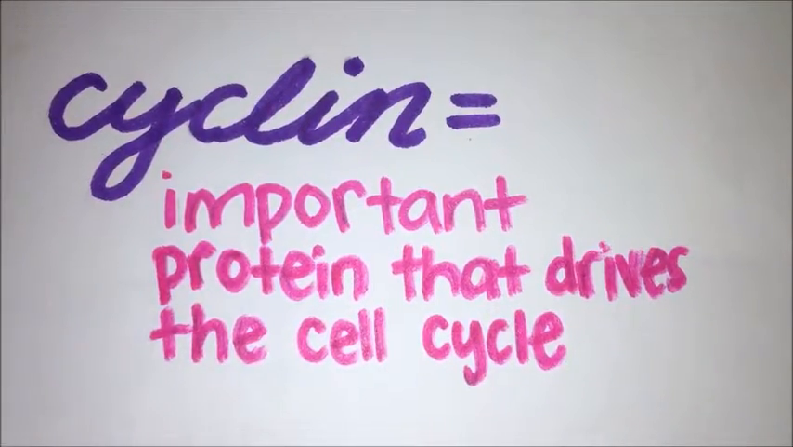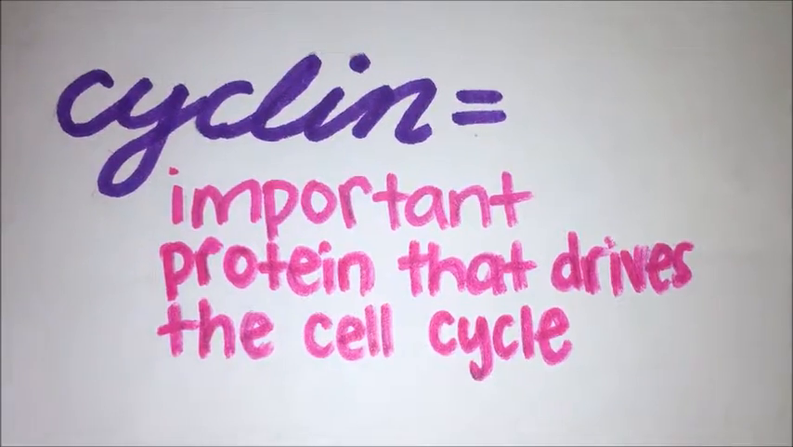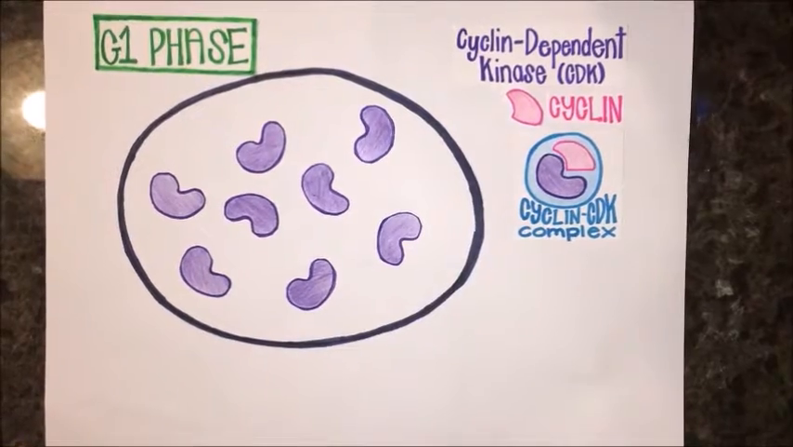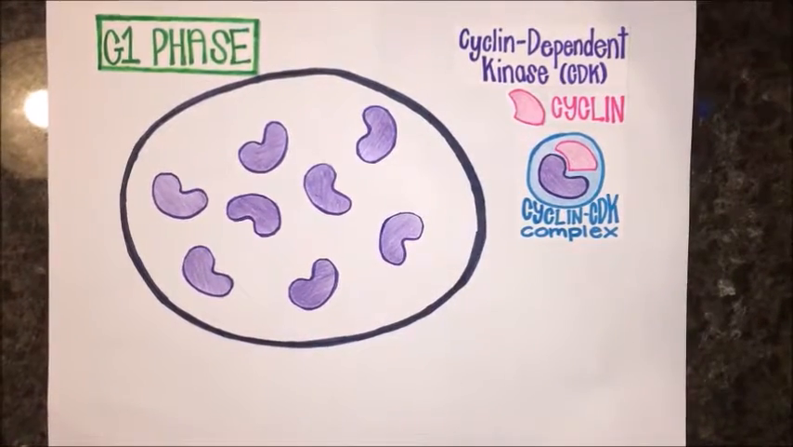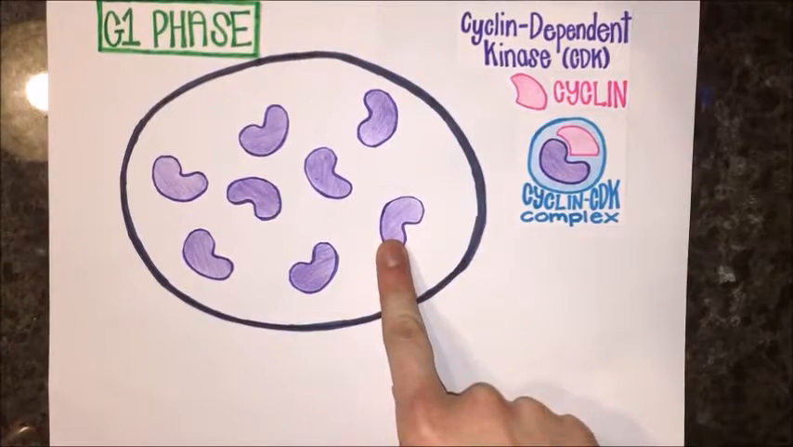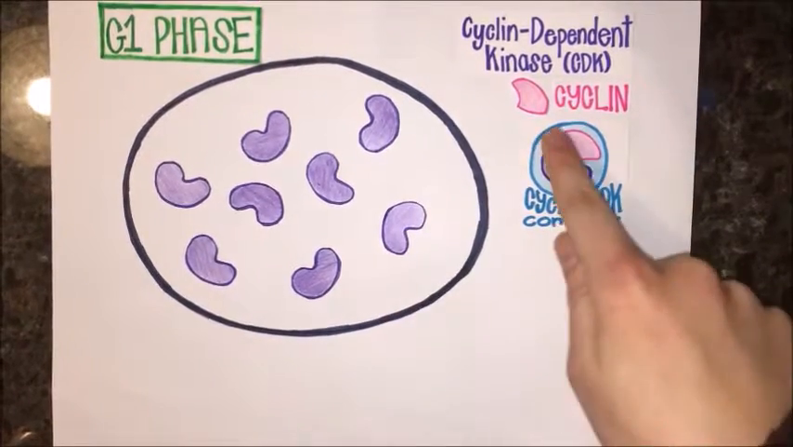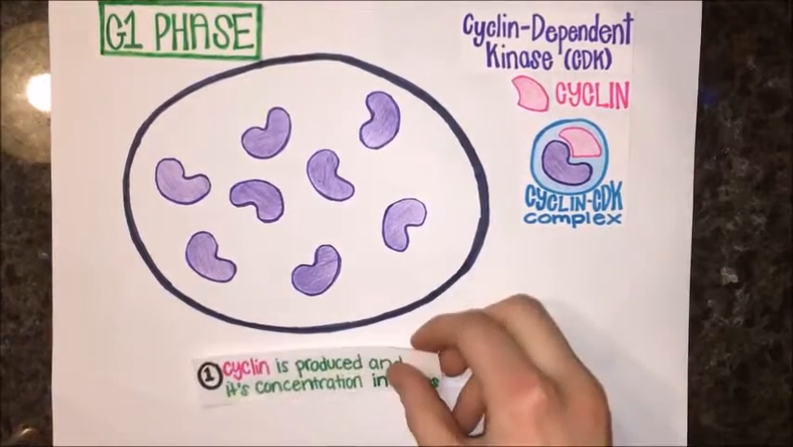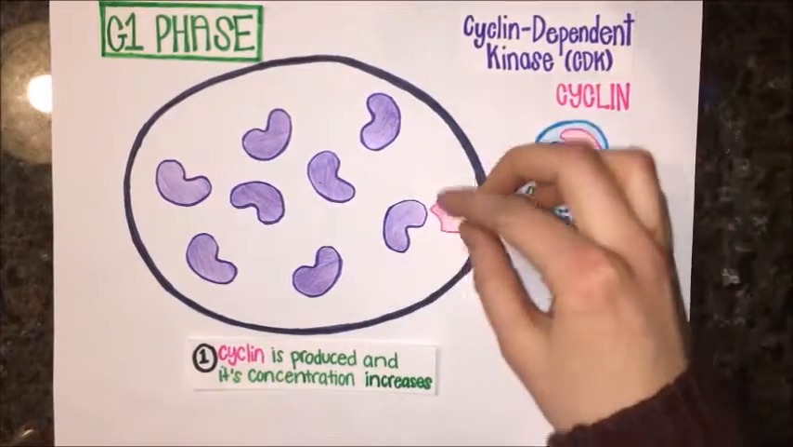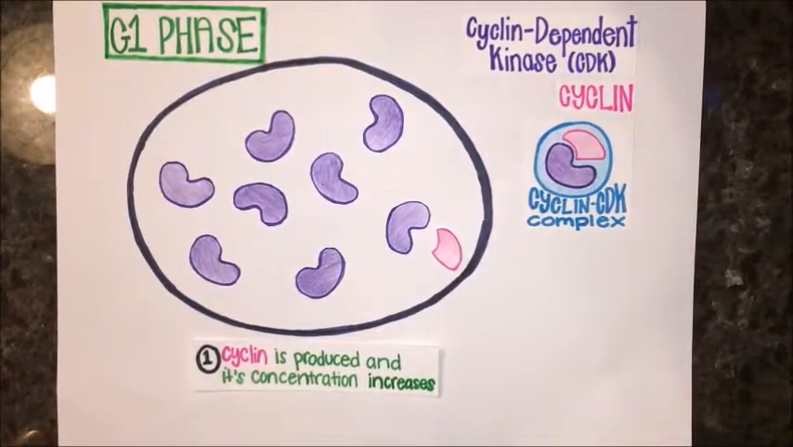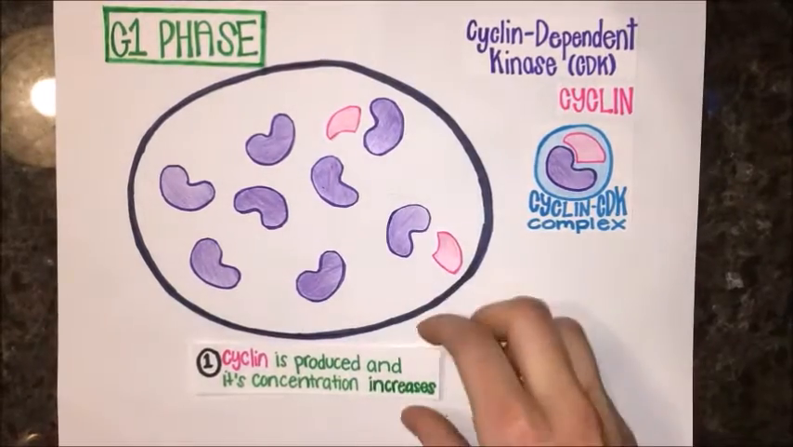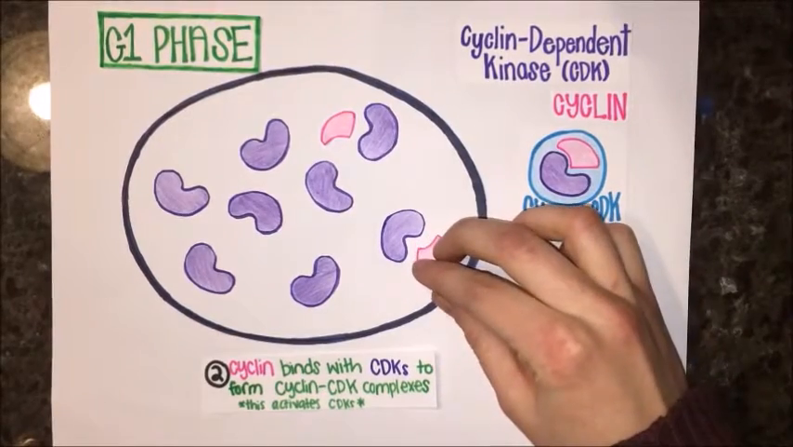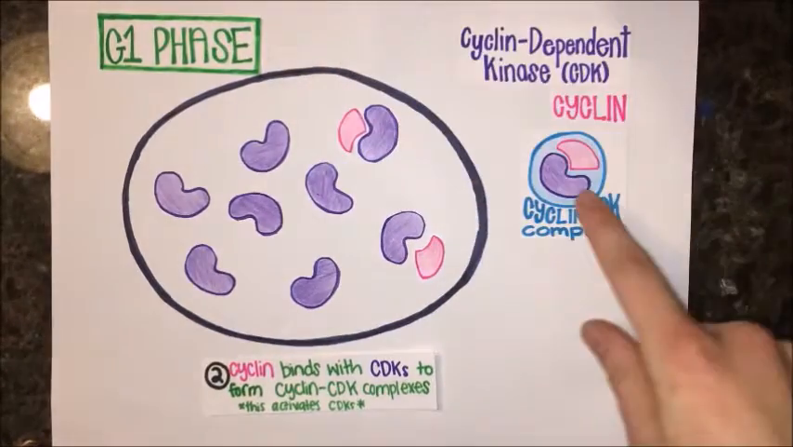The stimulating regulator cyclin is an important protein that drives the cell cycle. So here we have a cell in G1 phase, and there are a lot of different things going on here, but we're just going to focus on the important ones. So these are proteins called cyclin-dependent kinases, or CDKs, and this is going to be cyclin. So throughout the cell cycle, cyclin is produced and its concentration increases in the cell. So it just floats in the cytoplasm until it finds a CDK and it binds with it to form a cyclin CDK complex, which is this thing.